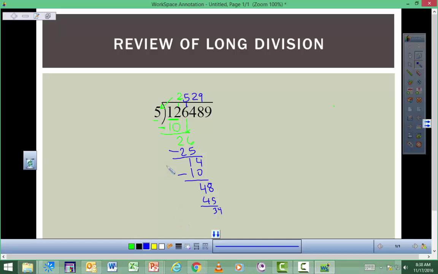And 5 goes in here how many times? 7, right? And so we have 35 here. Finally we subtract, and we get 4. This would be our remainder, and we call this remainder 4. But you can also think of it as 4/5. There's 4/5 left. And you can sometimes write it in decimals.